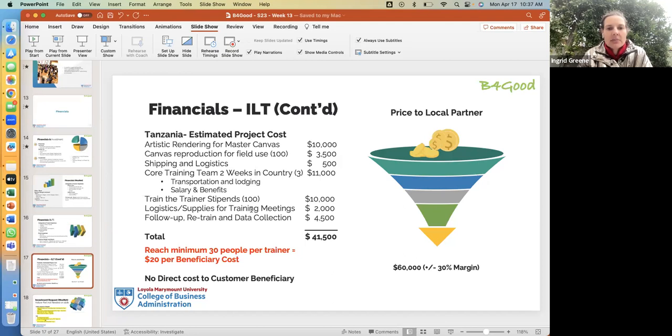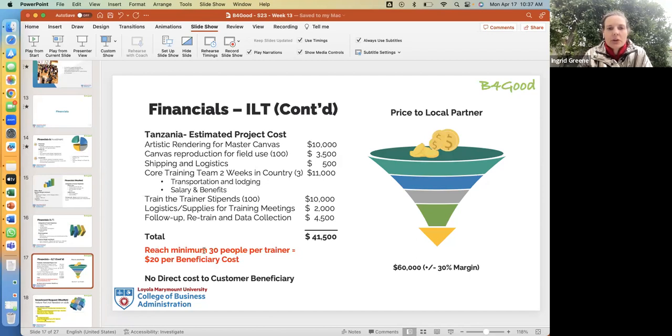Then some logistics and supplies for the training and the meetings, making sure that you rent the space and you have food or air conditioning. And then follow up and retrain and data collection. You're actually going to make sure you allot $4,500 for that. So that's where it comes to the total costs. It comes to 41,000.